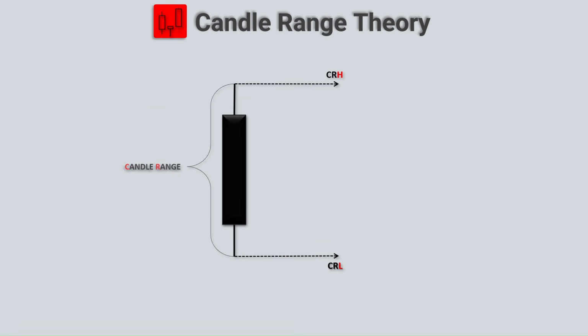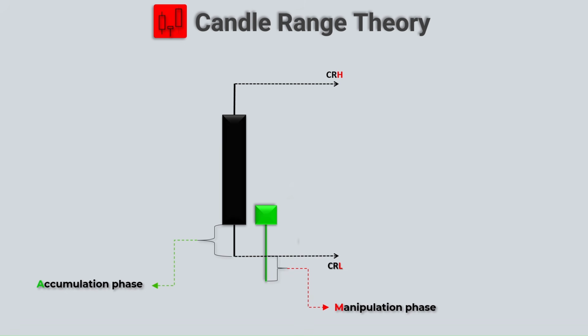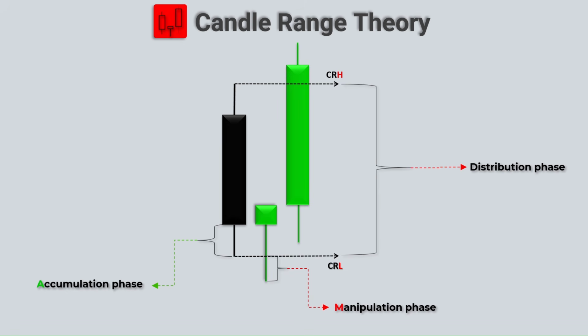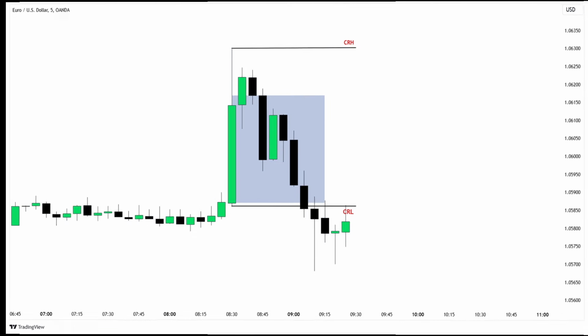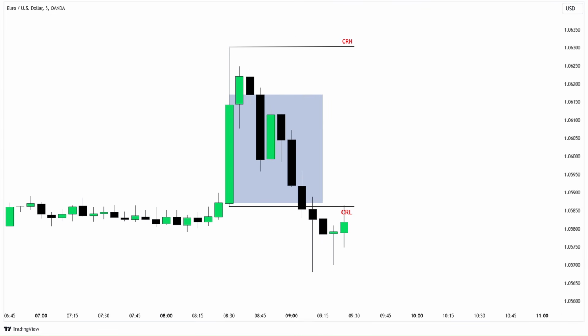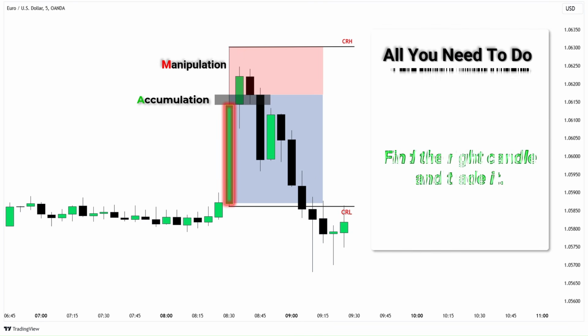We're sure you know that after accumulation and manipulation, the price will trade in the distribution phase. But did you know that effectively trading the distribution phase all starts with identifying the right candle for accumulation and correctly spotting manipulation? All you need to do is find the right candle and trade it.